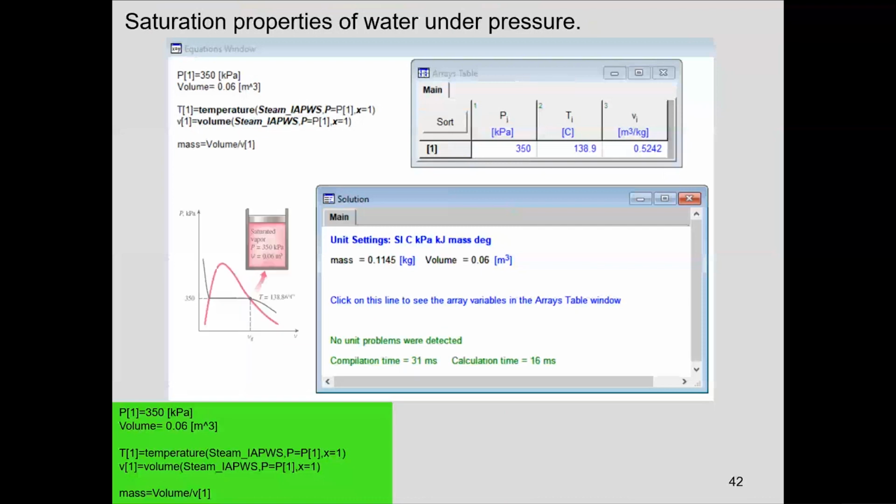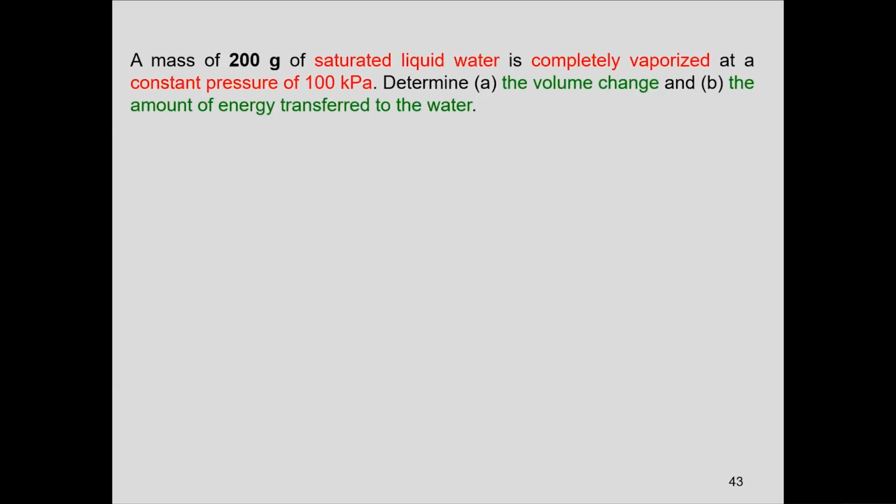I'm not showing you the examples of EES at the moment. How do you do it in EES software? Let's do it numerically using your notebooks and the tables given to you. So a mass of 200 gram of saturated liquid water is completely vaporized at a constant pressure of 100 kilopascal. Determine the volume and the amount of energy transferred to the water vapors or to the water. How would you find it out? First, identify the table that you'll use. So A5.